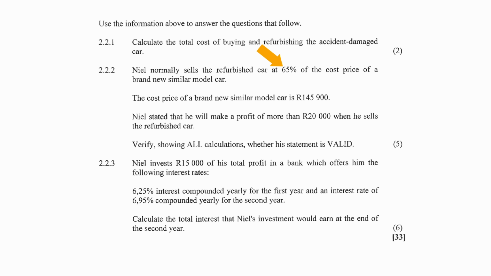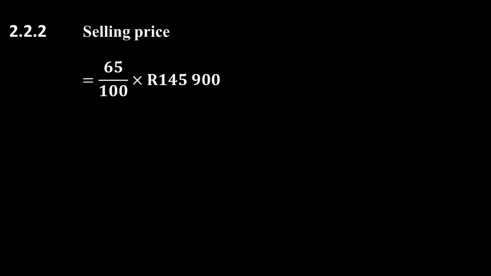Since he sells a refurbished car for 65% of the cost price of a new model car of 145,900 Rand, the selling price of the refurbished car is 65 over 100 multiplied by 145,900 Rand, and this equals 94,835 Rand.